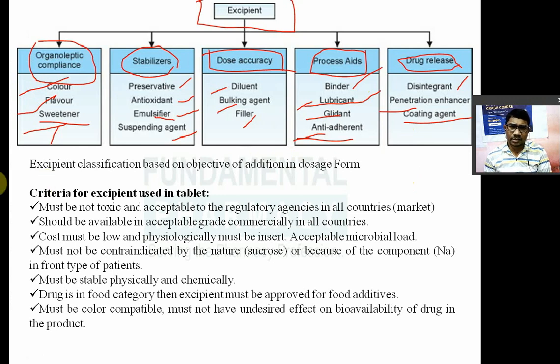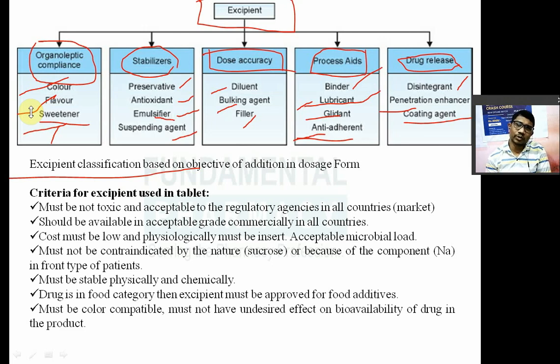They are known as excipients, based upon their objective of addition in the dosage form. इसका रोल क्या है भाई डोसेज फॉर्म में, है ना? कलर का रोल क्या है कि कलर में टैबलेट आपको अच्छा दिखना चाहिए, है ना? अच्छा दिखेगा तो आप लेंगे, अदरवाइज नहीं लेंगे ना, लाइक दैट. So the excipient based upon their objective of addition in the dosage form.